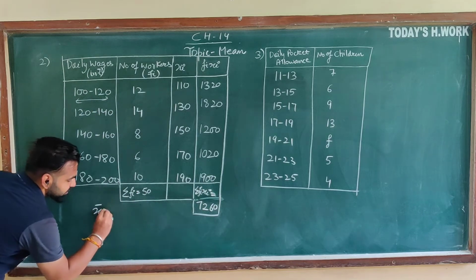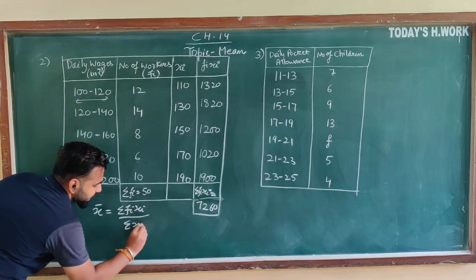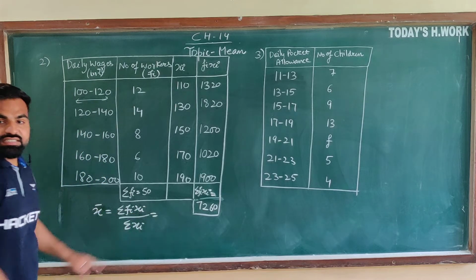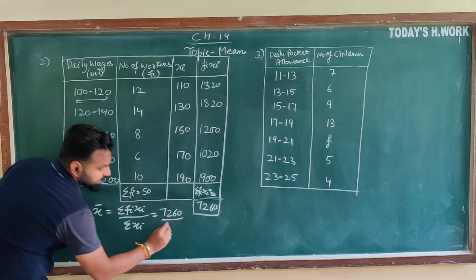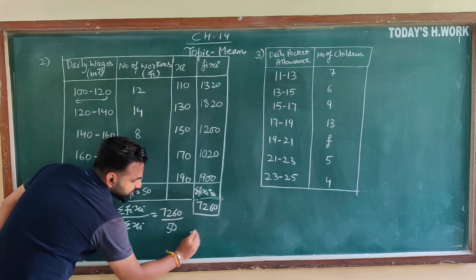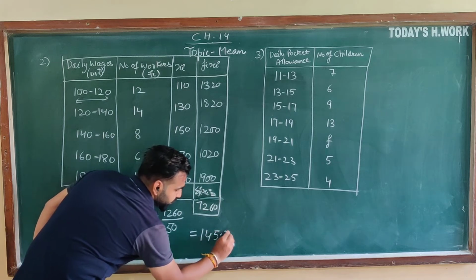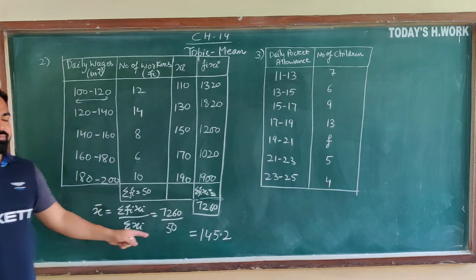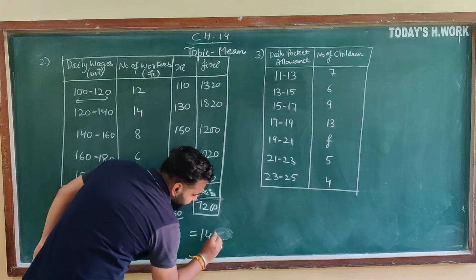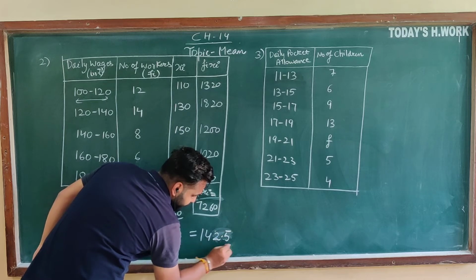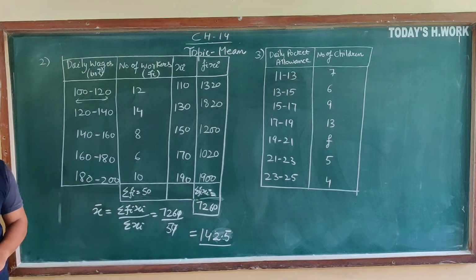So formula is x bar is equal to sigma fi xi upon sigma fi. So what is sigma fi xi? This is equal to 7260. What is sigma fi? This is equal to 50. So on dividing, the answer will be 145.2. You can verify it by doing the division. So the mean will be equal to 145.2. So you can check it by division of 726 by 5.